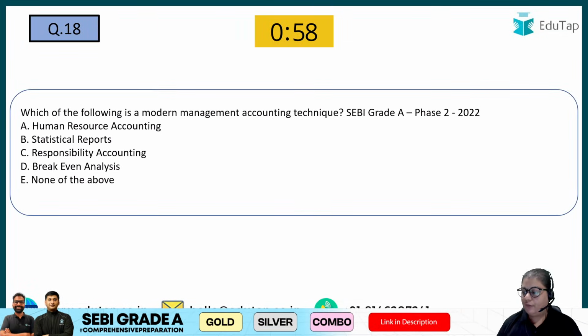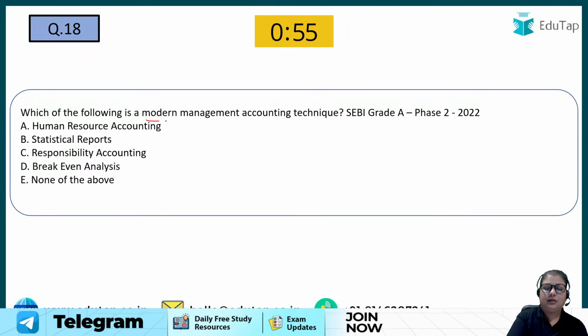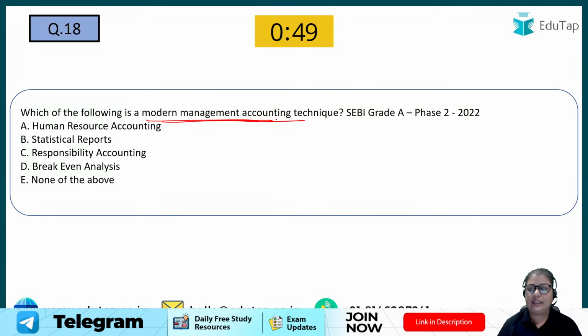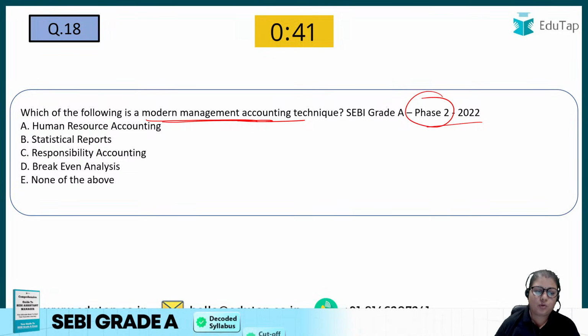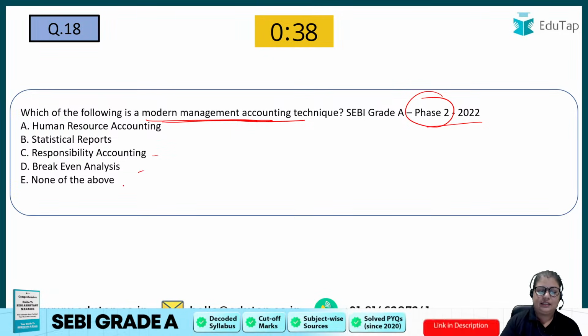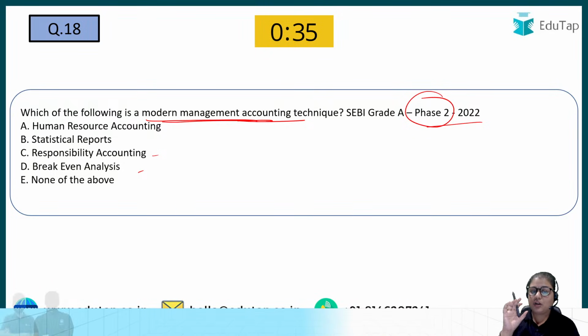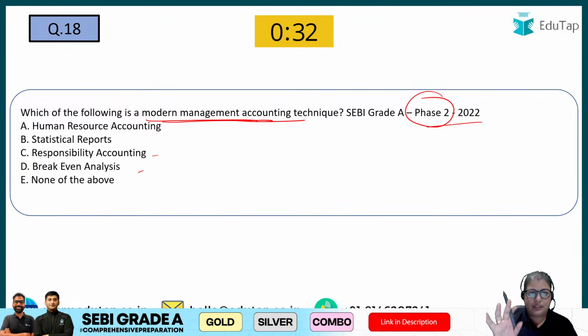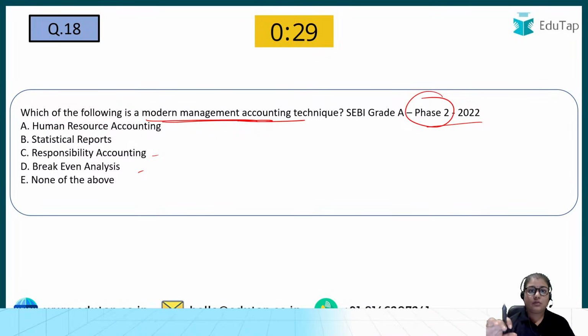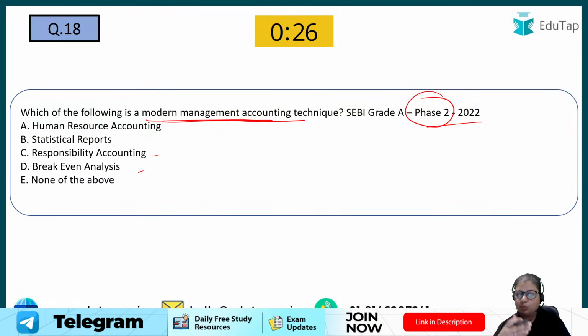Question number 18. Which of the following is a modern management accounting technique? Again, I've taken this from a previous year question and this was asked in phase 2. So, human resource accounting, statistical reports, responsibility accounting, break-even analysis. See, responsibility accounting is basically a modern management technique, right? Because we need to know where the responsibility center is, for whom we have to report, and how we will assign our cost to one center. So responsibility accounting is a modern management accounting technique.